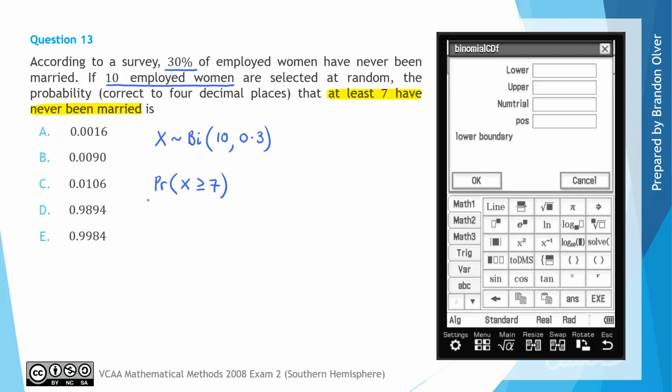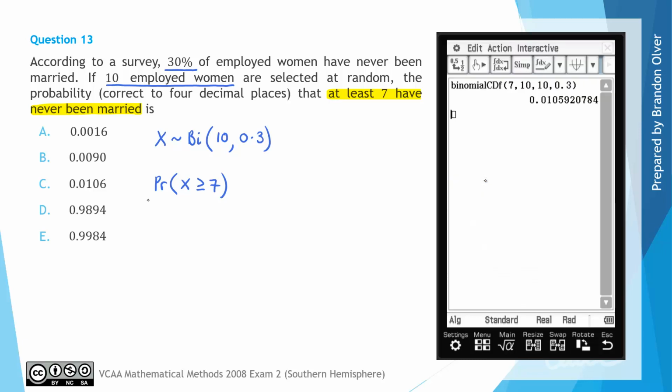So for at least 7, we need to start at a lower bound of 7 and go to the upper bound of 10, because that's the total number of trials or women that were surveyed in this question. And then the probability of success, which is the 30%, is 0.3 on the calculator. So hitting OK, that will give us the probability that we're after.